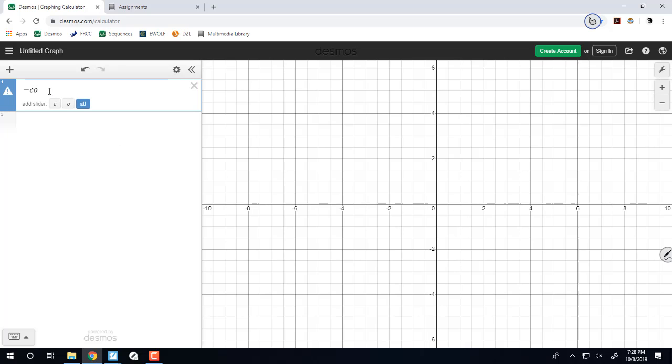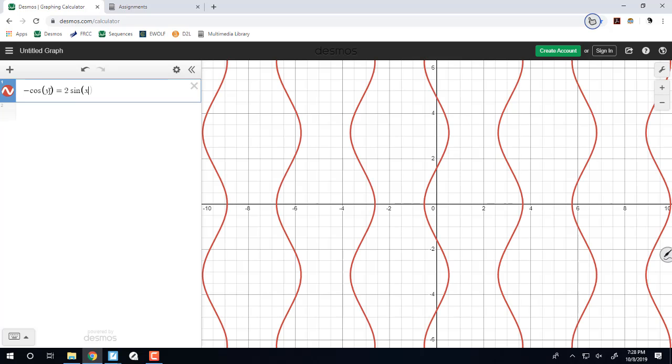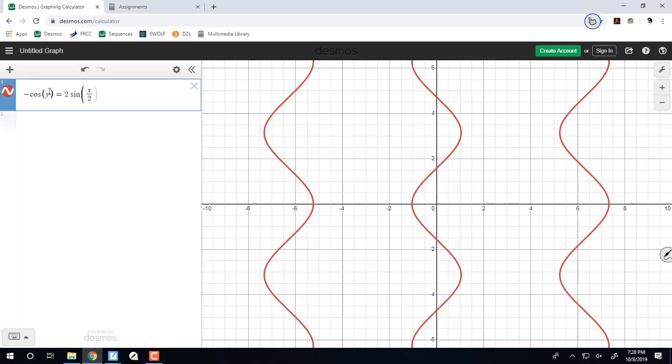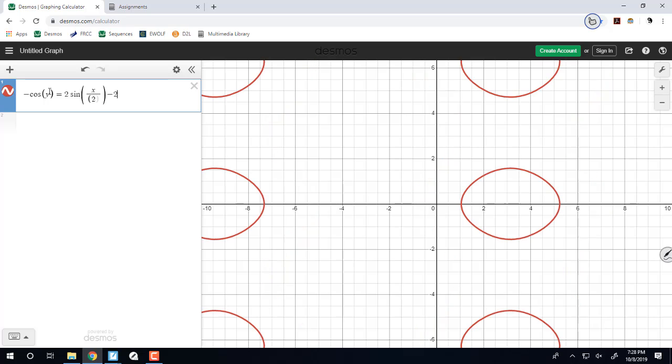Minus cosine y. So we're just going to use y instead of u, just to plot it on Desmos anyways. Maybe there's another plotter. 2 sine x over 2, plus 2, and then add 0 cosine, which is minus 2, which equals 0.